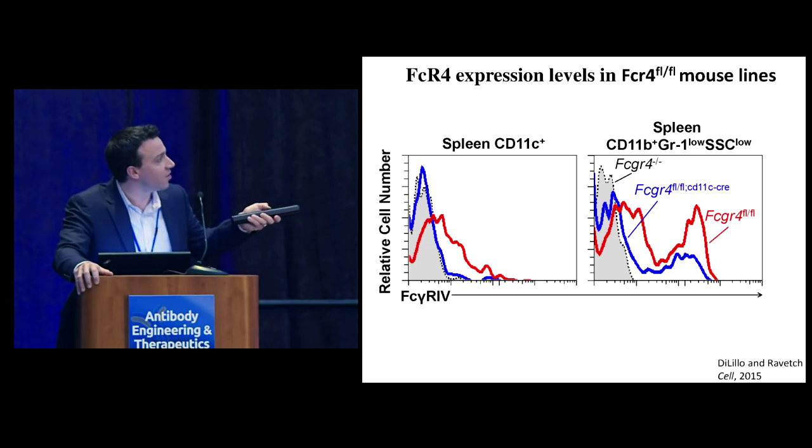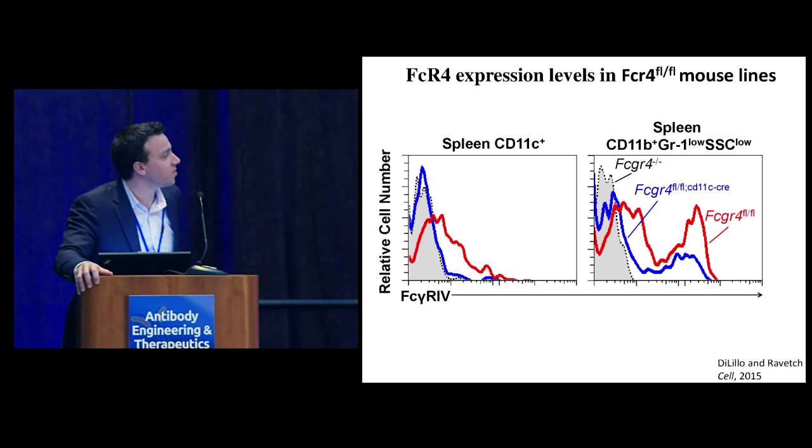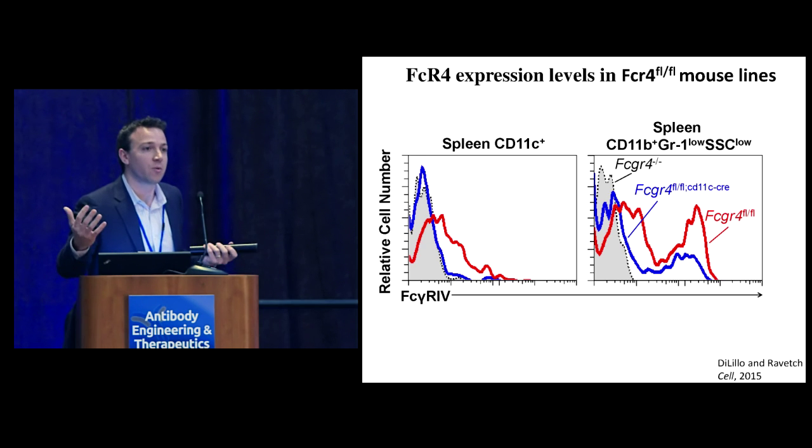By contrast, if you look at spleen resident monocytes, you see a modest but very much incomplete deletion of FcγR4 on these monocytes, indicating that in these mice, you have active FcγR4 on your macrophages and monocytes, but not on your dendritic cells.